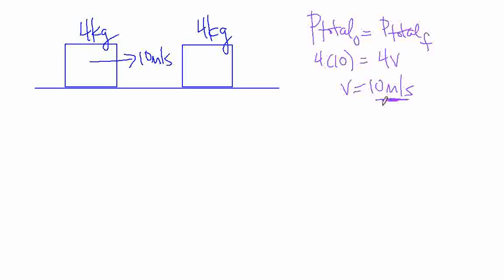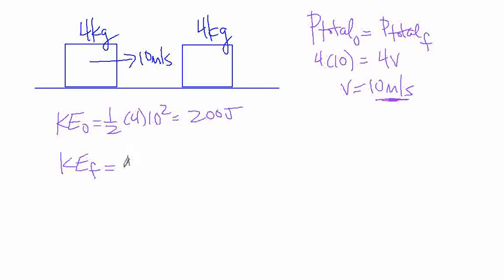Okay, so now let's also calculate the initial kinetic energy. 1/2 times 4 times 10 squared is 200 joules again. And KE final, this time we only have one block moving, so we only have one contribution, one term here. 1/2 times 4 times 10 squared also gives 200 joules. So initial kinetic energy is equal to the final kinetic energy. It is an elastic collision.